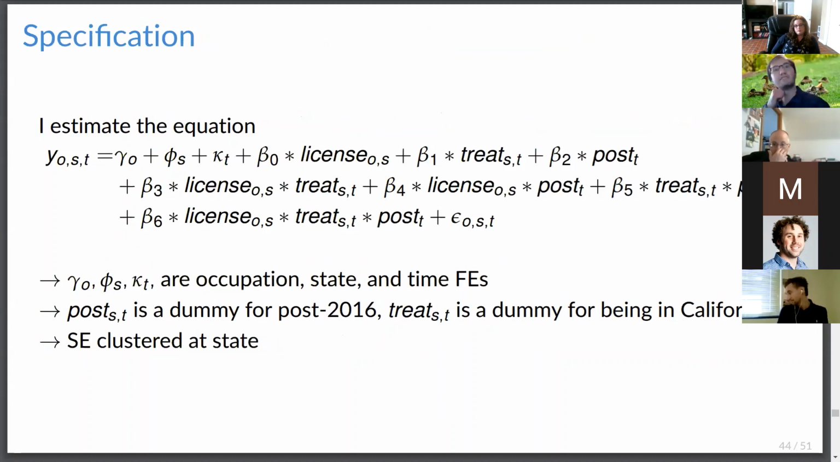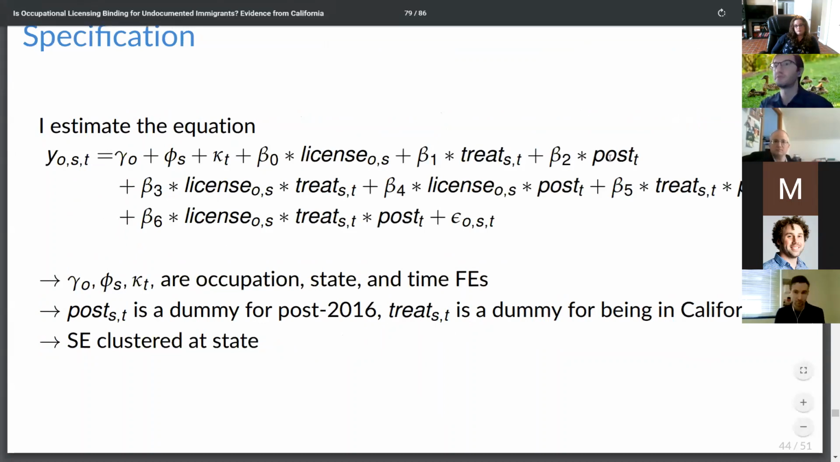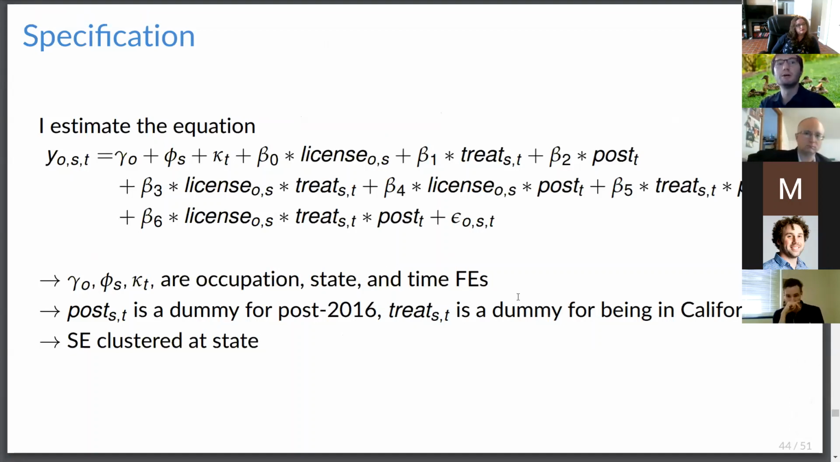And so here's just the estimating equation, right? So this is just what I said verbally. What we're interested in here is beta 6, the coefficient on the triple difference. I include occupation, state, and year fixed effects, and cluster my standard errors at the state level.